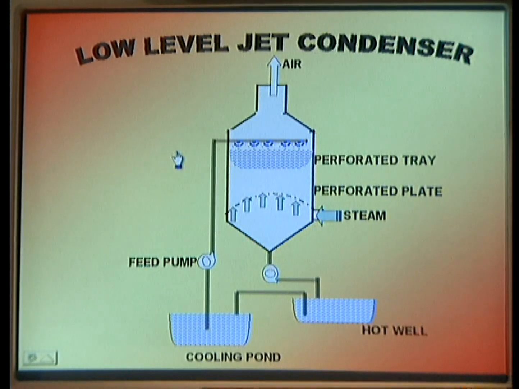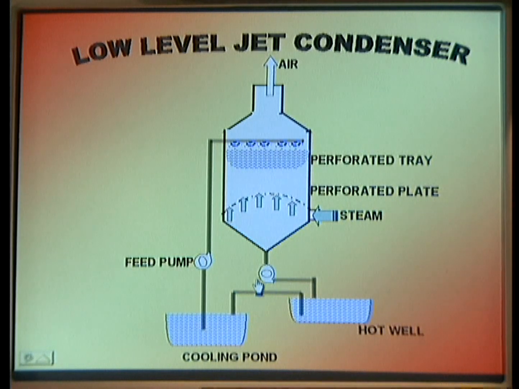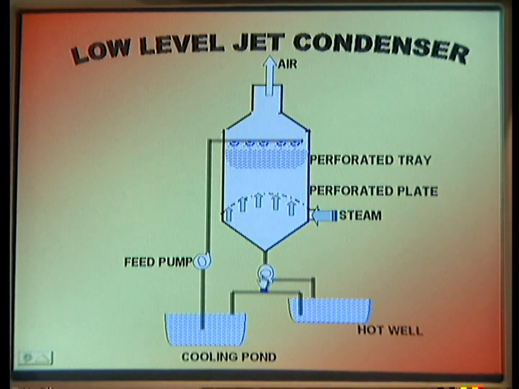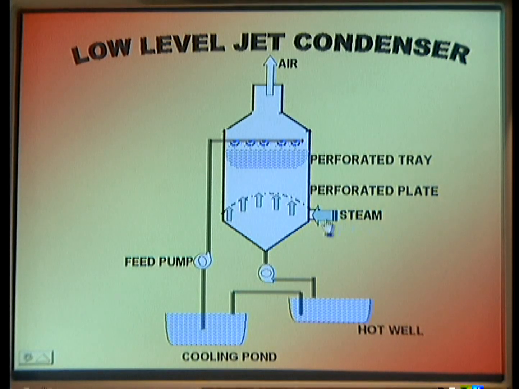In low level jet condensers, the process is similar, but the only difference is that here we use a pump. The steam to be condensed rises upward, and cool water is sprayed downwards, mixing takes place and condensation is formed. It is extracted by the pump and placed in the hot well. The hot water is cooled by the cooling plant. It is recirculated, and any non-condensable air is extracted by the air pump. This is the basic idea of jet condensers.